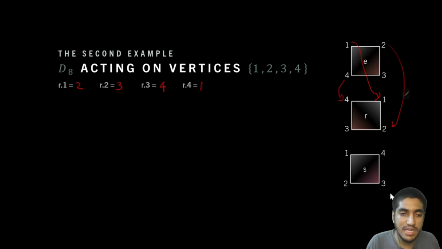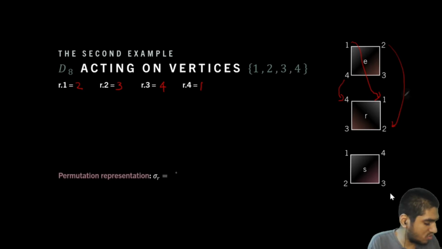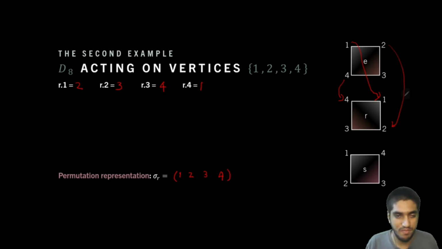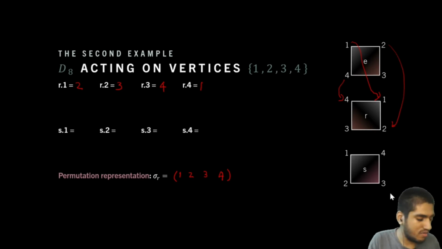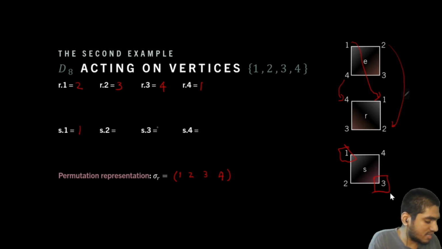This can be written in cycle notation as sigma r is equal to 1 goes to 2, 2 goes to 3, 3 goes to 4 and 4 goes to 1. Therefore, we can close the cycle here. Again, s dot 1, if you notice 1 and 3 are fixed after reflection along the axis connecting vertices 1 and 3. Now, s dot 1 is equal to 1 and s dot 3 is equal to 3.